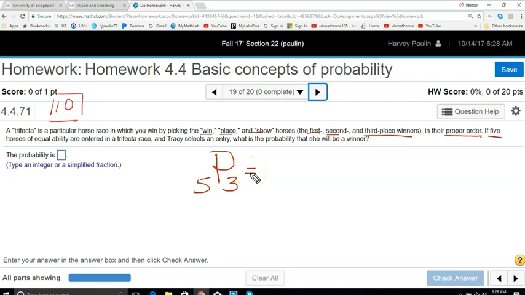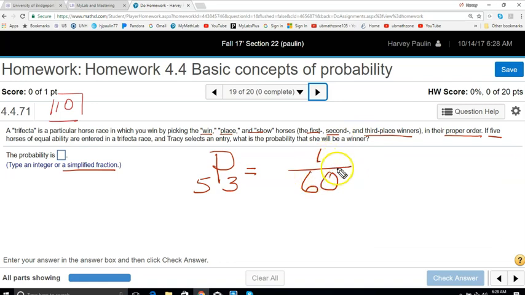Now, when you put that in your calculator, and I'm going to do that right now, 5 permutation 3, I get 60. Again, that is going to be 1 out of 60. And that's the answer for number 10. And we have simplified the fraction. You can't reduce that anymore. Now remember, the permutation is 60. That would happen is 1 out of 60.